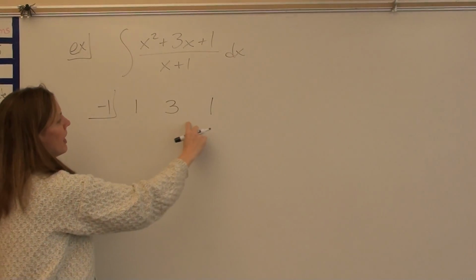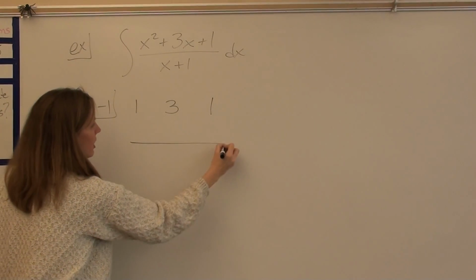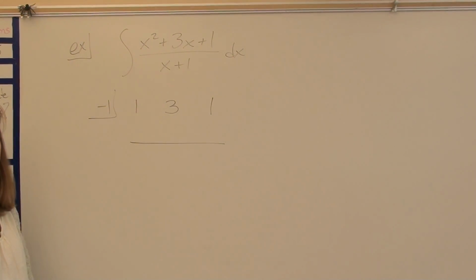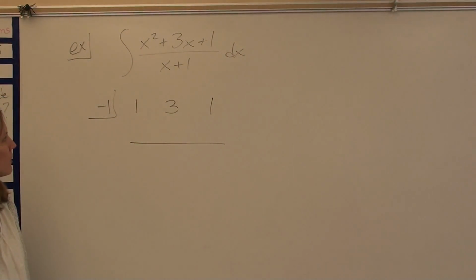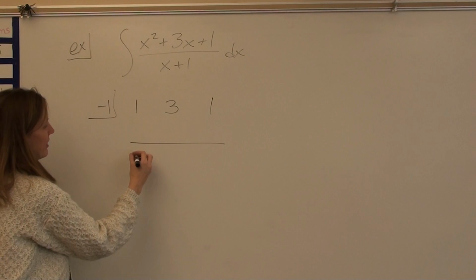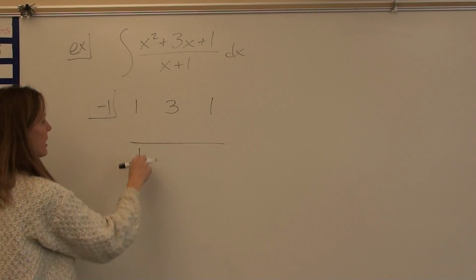You leave one line of space, and you put an underline. Kind of looks like a face, like a weird nose. Okay. So anyway, here's what you do. First thing you do is you bring down the first term. So you bring down the 1. I always think of bring out your dead. So bring down the 1.